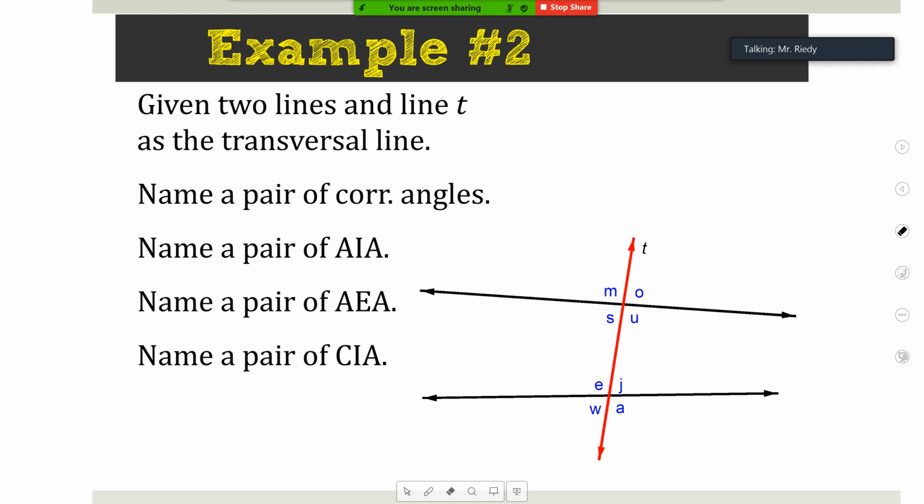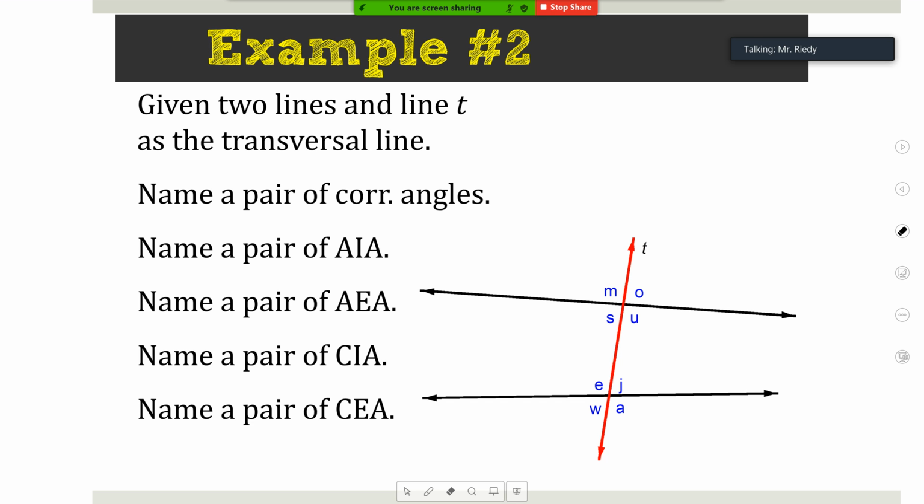How about some consecutive interior, also known as same side interior? Katie. S and E. Good. And the other one? U and J. Perfect. Last but not least, the consecutive exterior, also known as same side exterior. Megan. M and W and O and A. Perfect. Okay, good. So we can identify those pairs, 5 pairs of angles.